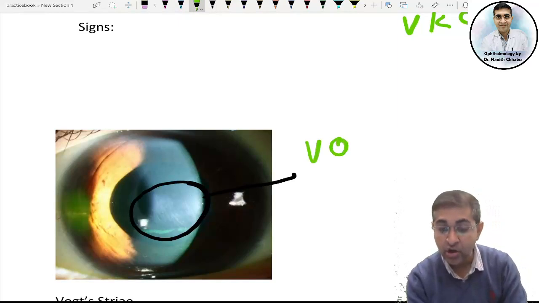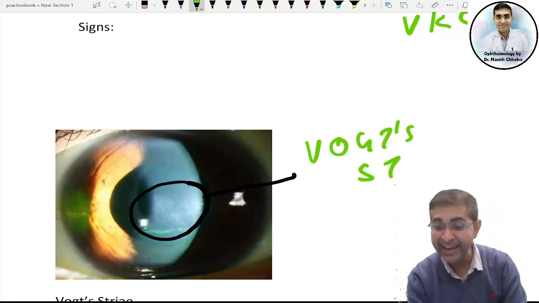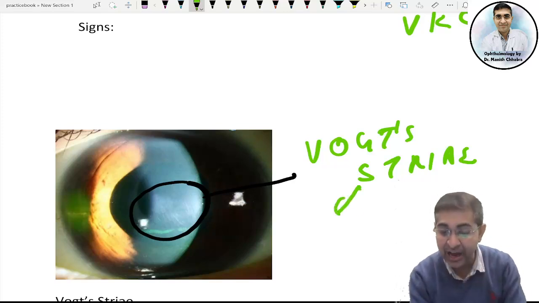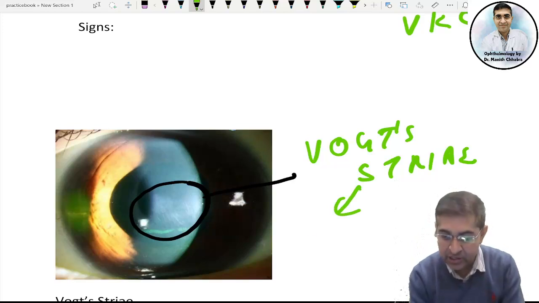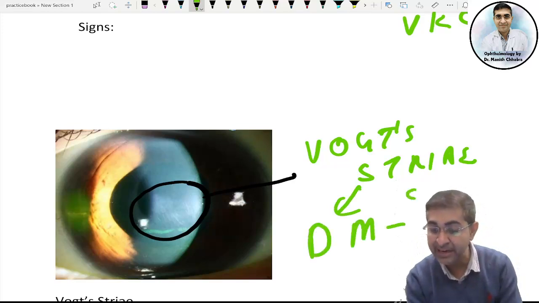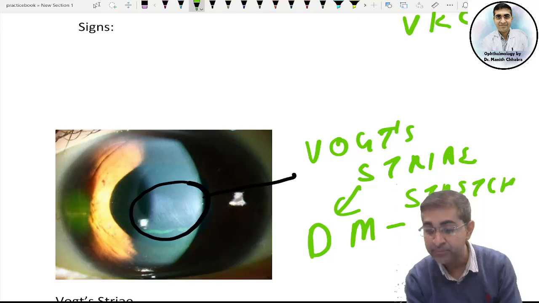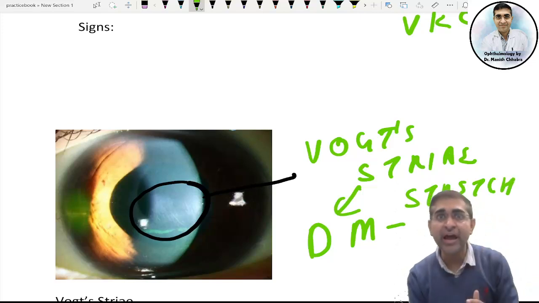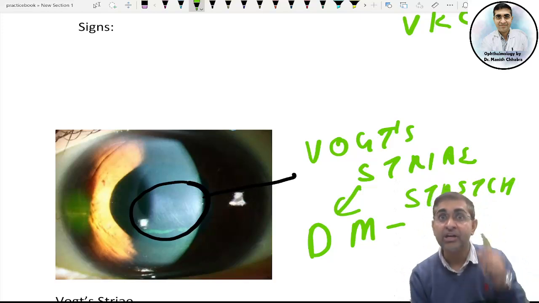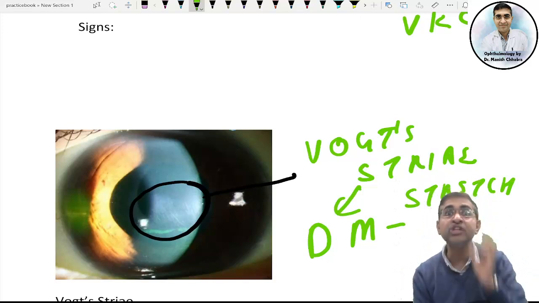These are your Voigt's striae. Voigt's is the name of the scientist, and striations are stretch marks on the Descemet's membrane. So this is seen in Descemet's membrane, and these are stretch marks. Now don't forget that there is another stria, which is Haab's stria. Haab's stria is seen in congenital glaucoma.